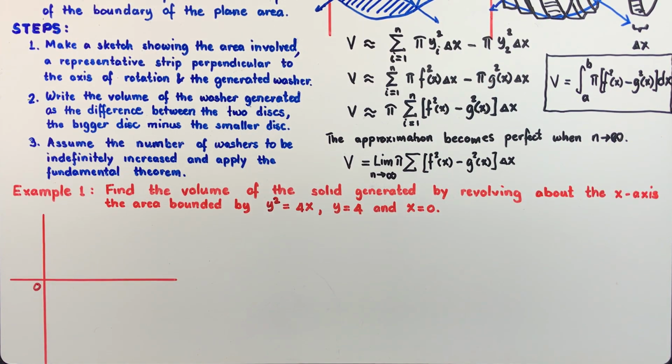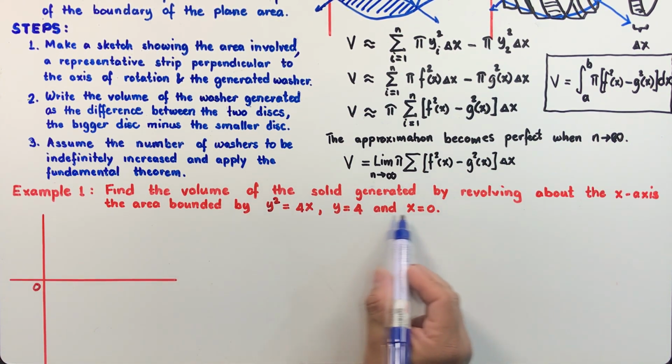Find the volume of the solid generated by revolving about the x-axis the area bounded by the curve y squared equals 4x, y equals 4, and x equals 0. So first, let us sketch the area bounded by these curves.